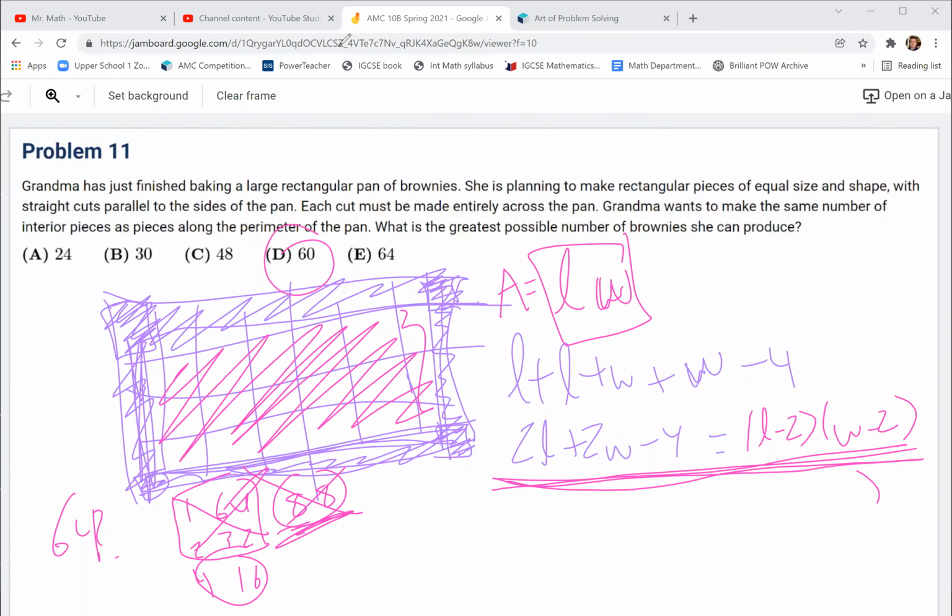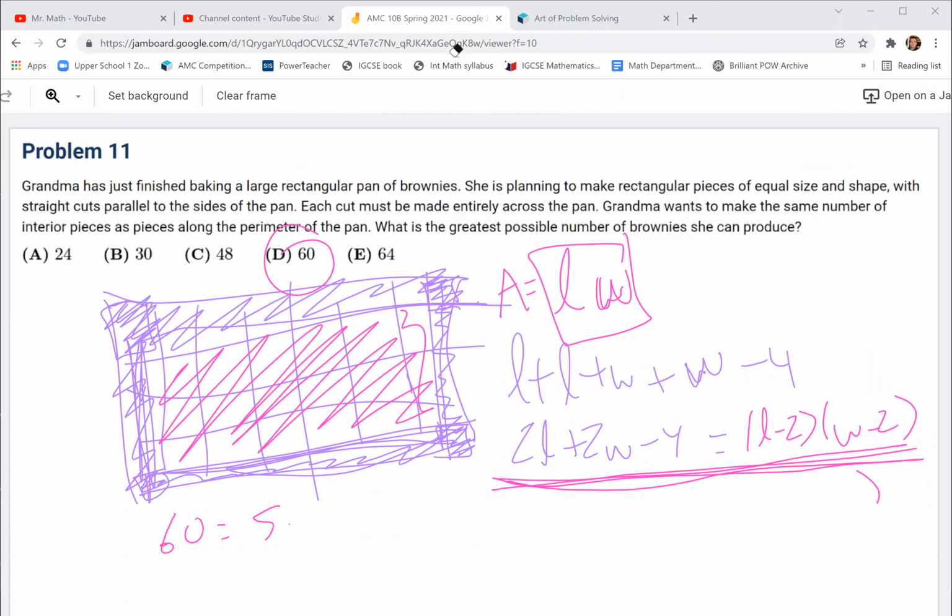Because one of the pairs that multiplies to 60 is 5 times 12, right? So let's check out 5 and 12 and see if it works. So 60 equals 5 times 12, right? So 2L, 10, plus 2W, 24, minus 4 equals L minus 2, 3, times W minus 2, 10, right? 10 plus 24 is 34, minus 4 is 30, 3 times 10 is 30. We found a pair that works.